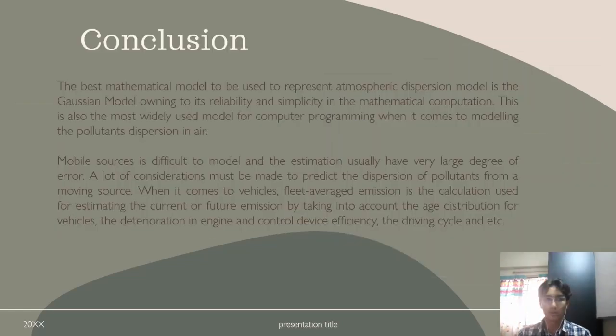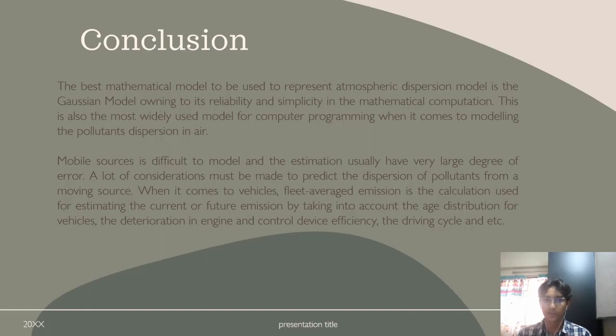Overall, in conclusion, we can say that the best mathematical model to represent the atmospheric dispersion model is the Gaussian model, owing to its reliability and simplicity in the mathematical computation. This is also the most widely used model for computer programming when it comes to modeling pollutant dispersion in air. Mobile sources are difficult to model and the estimation usually has a very large degree of error.